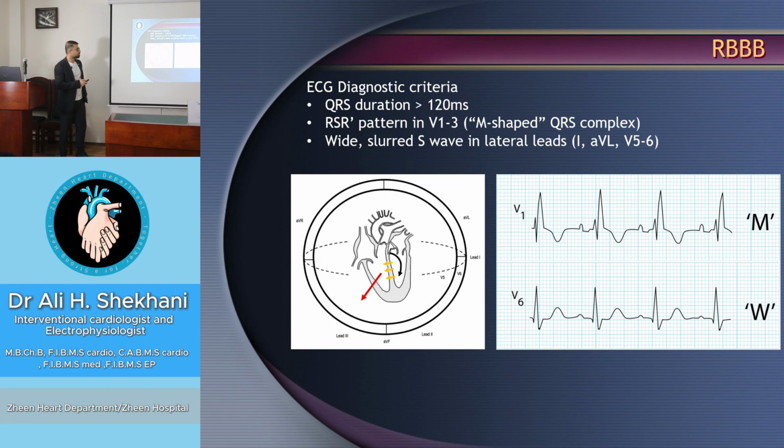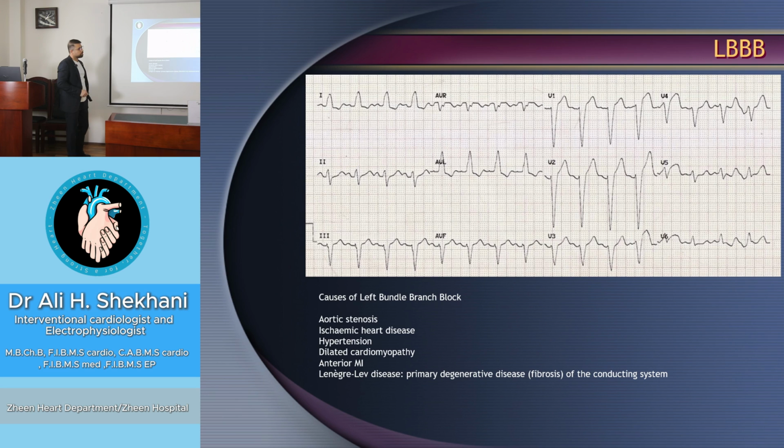In right bundle branch block, it is exactly the opposite. The right bundle is blocked, so the signal goes to the left side and then comes to the right. That's why the QRS is prolonged. And because the direction of electricity is from left to right, V1 becomes positive, and there is deep S in V5, V6. Right bundle branch block sometimes could be a normal variant. It's not necessary to be diseased all the time.